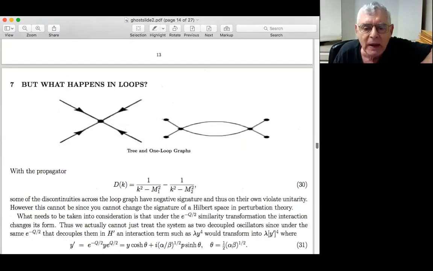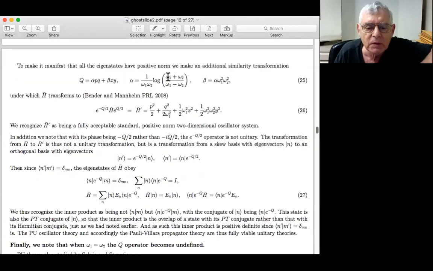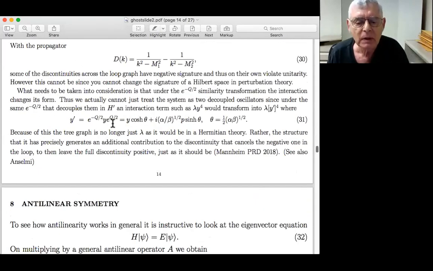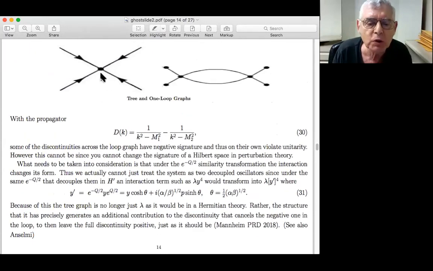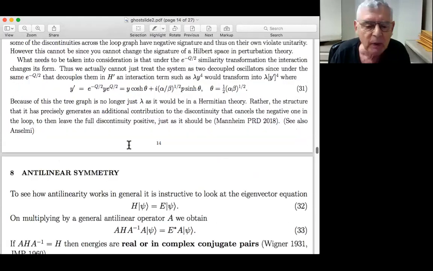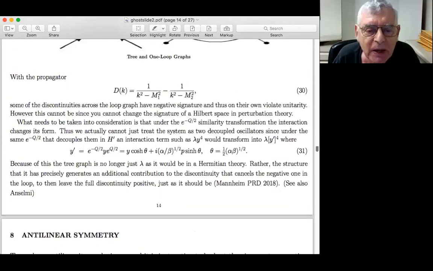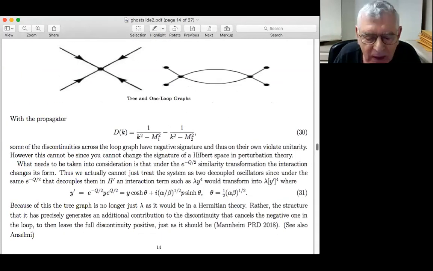Now we go back and we make this transformation, the one I just showed you with the e to the q, but now if we put in an interaction, then the interaction transforms in this way, and that means, rather peculiarly, that the tree approximation graph gets modified, and it's only the sum of the two that is unitary. In other words, the discontinuity across here with the negative sign is cancelled by an extra contribution from the tree approximation, and a similar idea has been explored by Damiano Anselmi, who's also discussed the possibility that the tree approximation is a lot more complicated than we think it is.